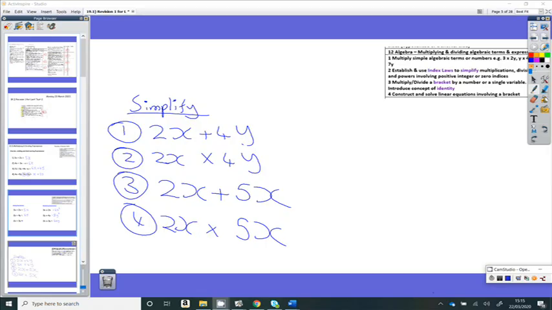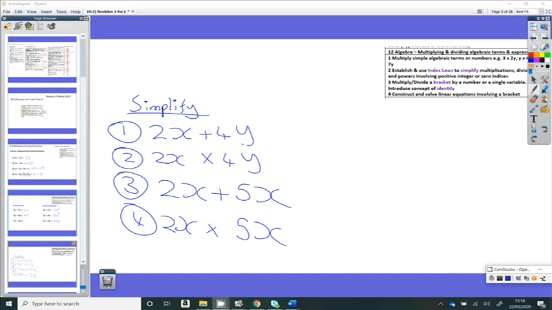So here's 4 more for you to look at, and just be careful, sometimes we're adding, sometimes we're multiplying. So pause the video and I'll go through it in a few seconds. So when we're adding, take question 1. 2x added together with 4y, that can't be simplified. That's as simplified as it can be. We've gathered our x's, we've gathered the y's. So 1, we're done and dusted.